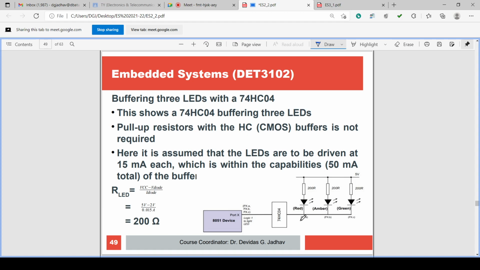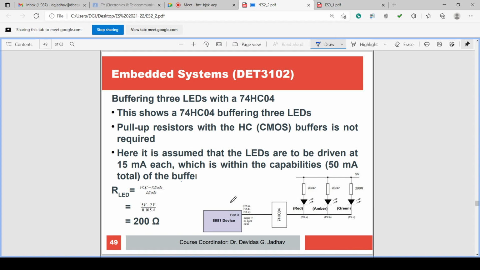What will the buffer do? Logic will be sensed by the buffer. If high logic is sensed, it will give high logic. If low logic is sensed, it will give low logic. Logic will be the same, but the current will be provided by the buffer at higher values. That is the use of a buffer.